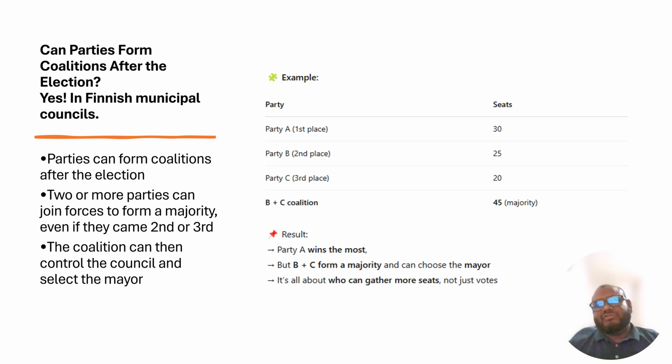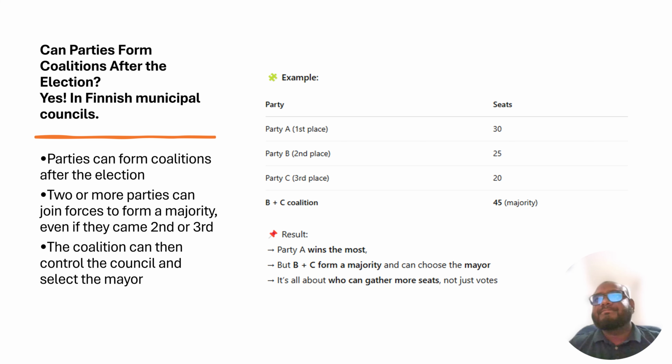Well, then there are some other questions that could arise. I'll try to figure them out as well, as long as we are discussing elections, policies, methods, and electoral systems. Let's go on. Can parties form coalitions after the election? In Finnish municipal councils, yes, it happens. It is quite common in Finland. Parties can form coalitions after the elections. Two or more parties can join forces to form a majority, even if they came second or third. The coalition can then control the council and select the mayor. So we get the idea of how the mayor is elected.